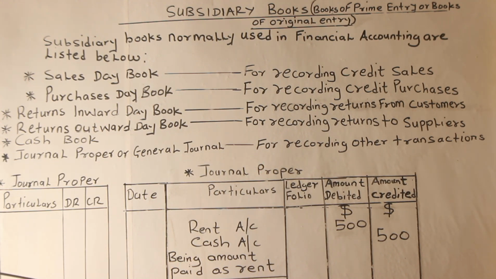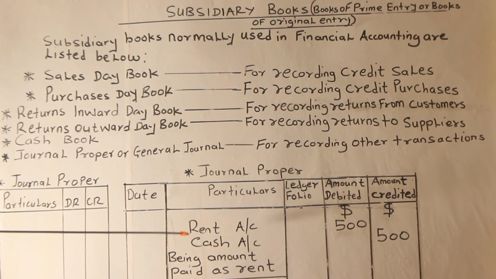This is also a journal proper. We included the date here and the ledger folio because in some questions the date will be involved and the folio number will also be involved. So the full or elaborate ruling of journal proper looks this way. We have date, particulars, ledger folio, amount debited and amount credited. We took an illustration in relation to rent payment. In this illustration, rent of $500 was paid.